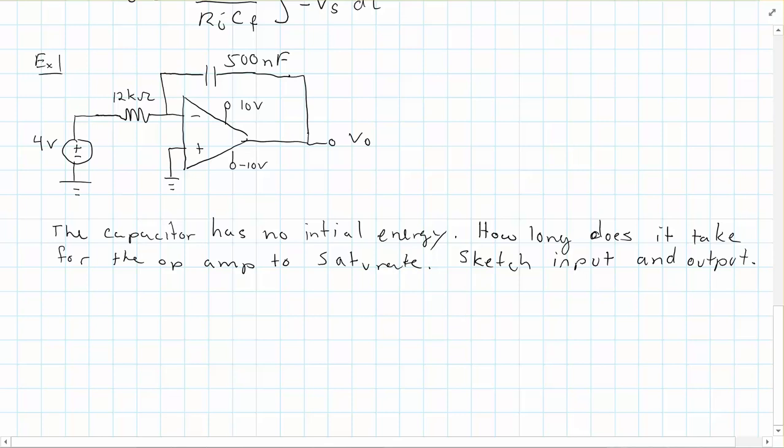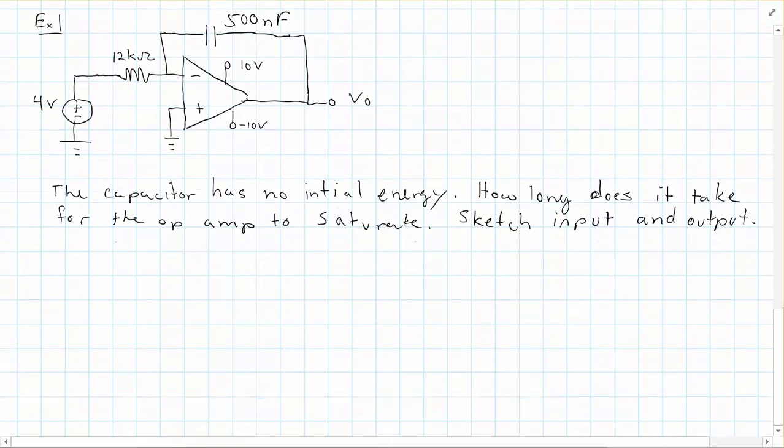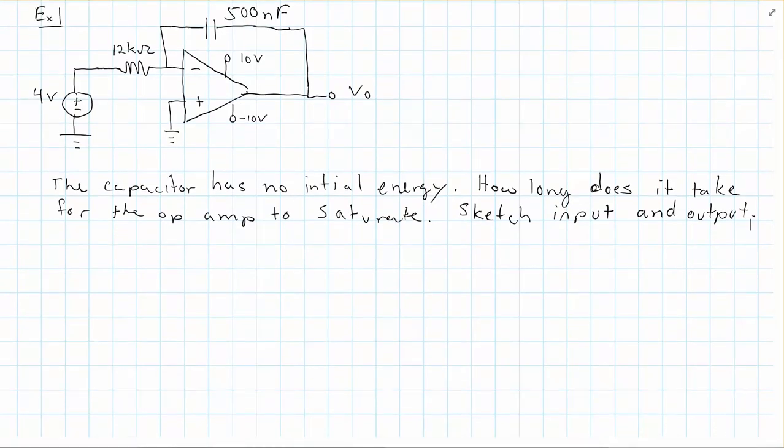So we'll sketch the input voltage, which is pretty boring because it's just a constant 4 volts, but we'll also sketch what the output voltage is. And we're going to do that just to really illustrate the fact that this is an integrating op amp.